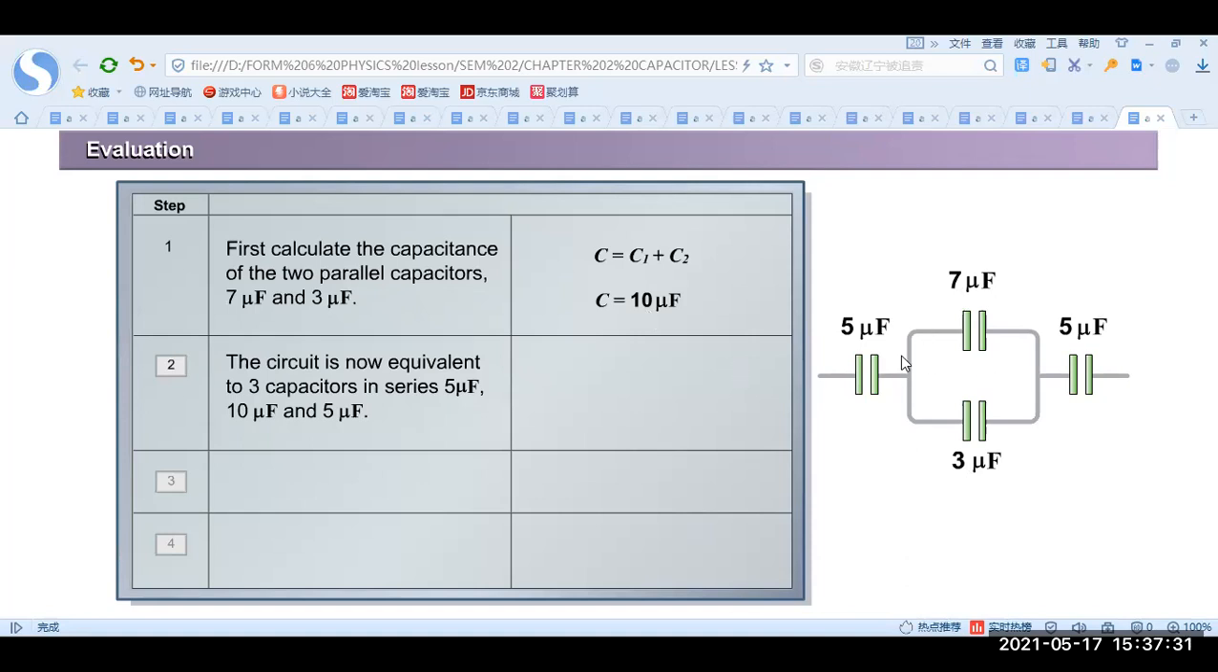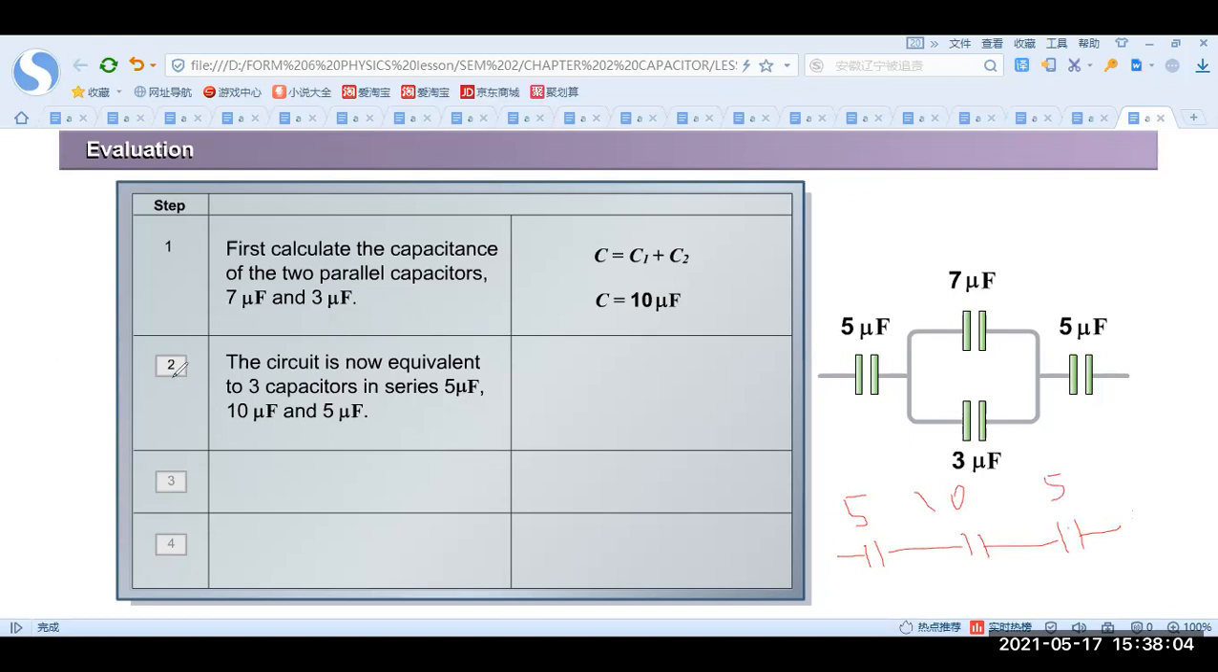When in series, it will become... once we solve the parallel part, it can be represented by a capacitor of 10 microfarad, and this side with the 5 microfarad.